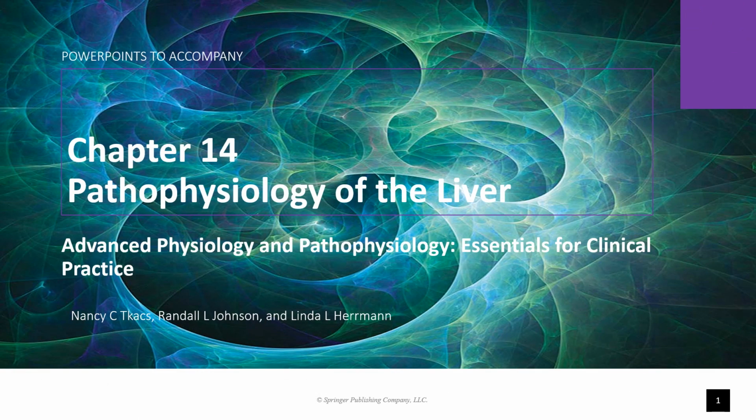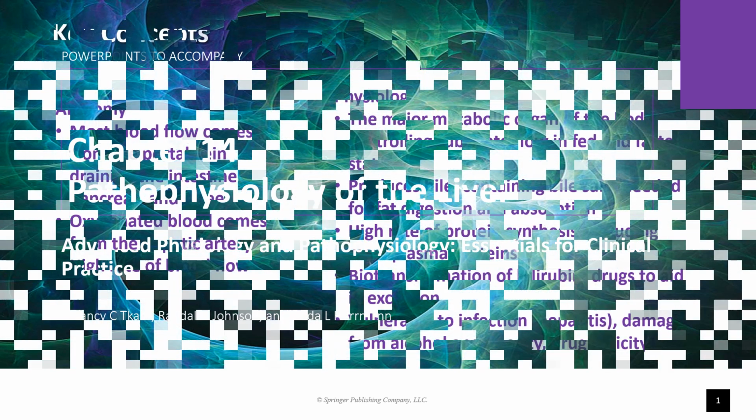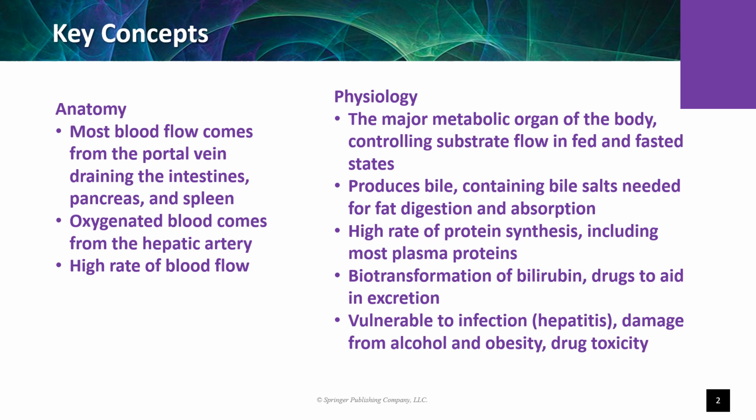This discussion is on the pathophysiology of the liver. The liver is a complex organ. It has many contributions to homeostasis that often are not appreciated until the liver functioning declines. The most common causes of chronic liver disease are alcohol-induced liver disease, non-alcoholic fatty liver disease, and hepatitis C.